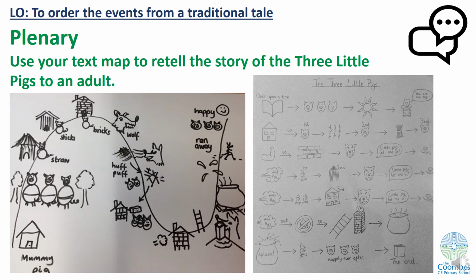It is time for the plenary then. So your plenary today to check how well you've done your learning is to use your text map or use your story map to retell the story of the 3 little pigs to an adult. So you'll be using your pictures to retell the story. I know these aren't the ones you've been using, but these are some examples up here. You can use these as well if they help you. So pause the video now before we do our reflection and use your story map to tell your grown-up the story of the 3 little pigs.